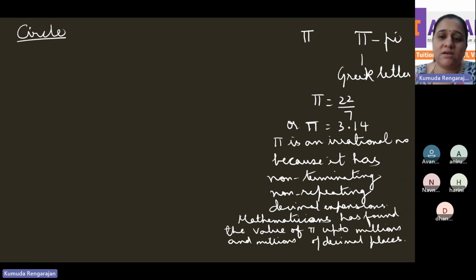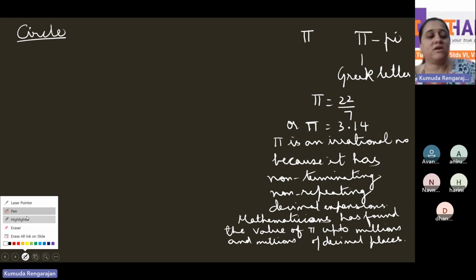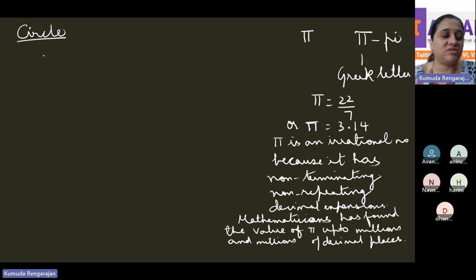It's a Greek letter, and in mathematics we take its value as 22/7 or 3.14. In circles, when we calculate using pi, we take its value as 22/7 or 3.14. However, pi is not exactly 22/7 or 3.14. It's an irrational number, and it has a non-terminating, non-repeating decimal expansion. Mathematicians have found the value of pi up to millions and millions of decimal places. Anyways, that's just for your information.